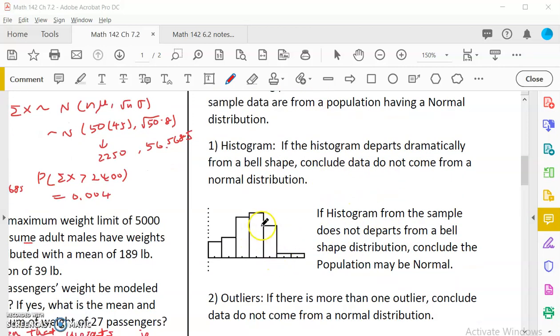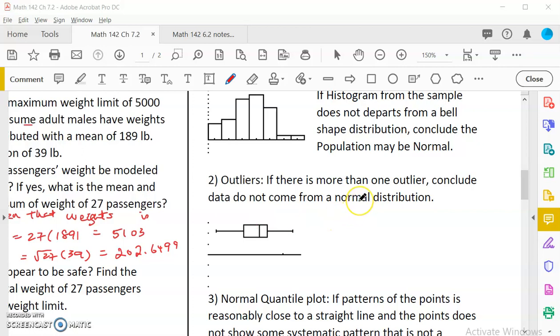Say, for example, this one. It doesn't look very normal. It seems like it's more concentrated on the low side. There is not much data on the high side. So it's very hard to say that it's normal from a strict point of view, right? But it does not deviate from a bell shape. You see some low numbers, some high numbers, and a peak. If you see a distribution like that, you can say that it doesn't depart dramatically from a bell shape. So this would pass.